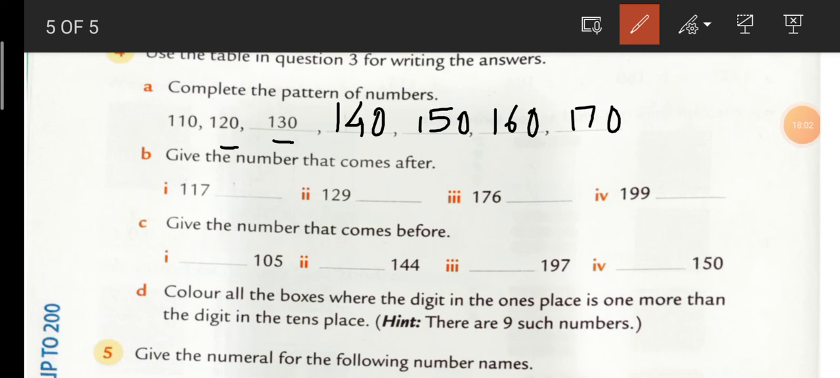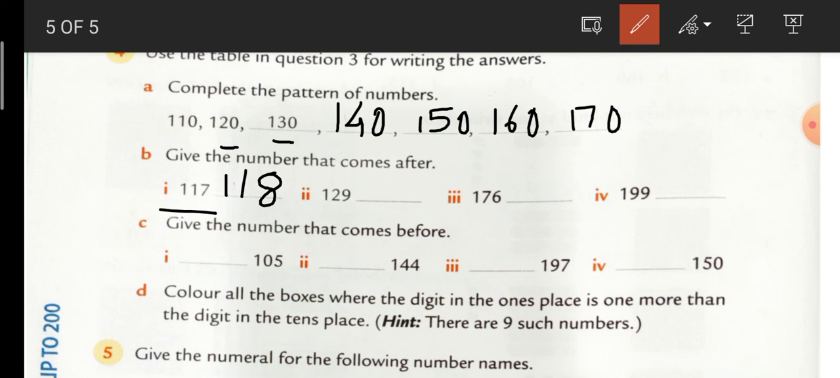Now give the number that comes after. So what you have to do, you have to say the numbers and then write the next number. Okay, like if you want to start, you can start like this also. This is 117. Okay, so you start saying 111, 112, 113, 114, 115, 116, 117, 118. Like this you can do this also. Okay, or else you can take that above table in which we have written numbers up to 200. That also you can do it.